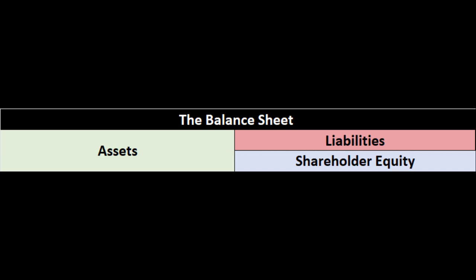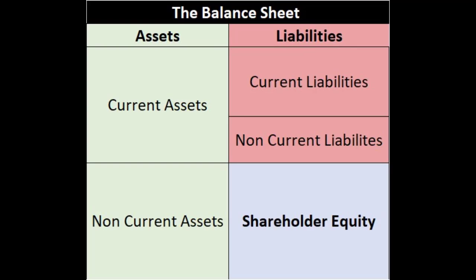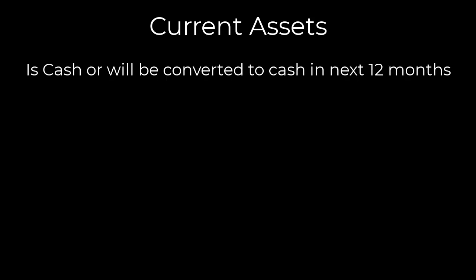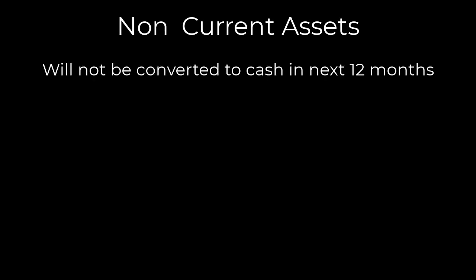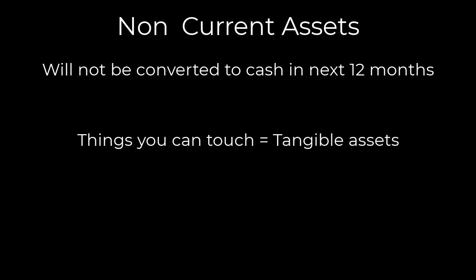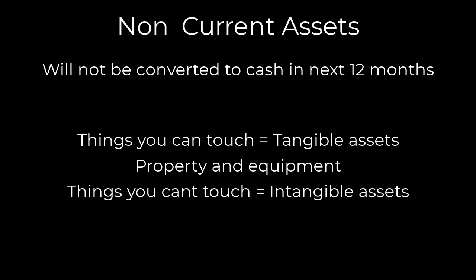Balance sheets are usually broken down even further though. Assets are split into two categories, current assets and non-current assets. Current assets include cash or things that will be converted to cash within the next 12 months. Current assets include things such as cash and equivalents, short-term bonds, inventory, and receivables. Non-current assets are things which are not expected to be converted into cash within the next 12 months. Things you can touch, called tangible assets. These are things such as property and equipment, and things you can't touch, called intangible assets. This includes things such as intellectual property.